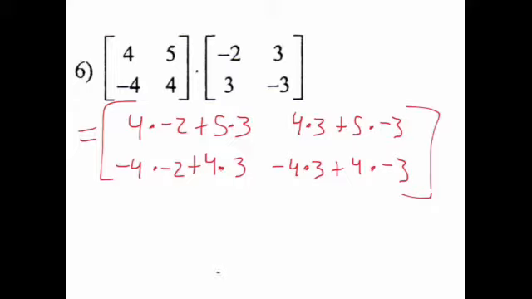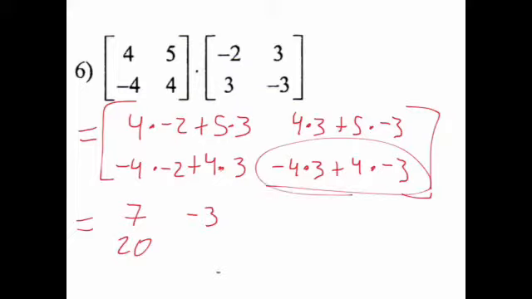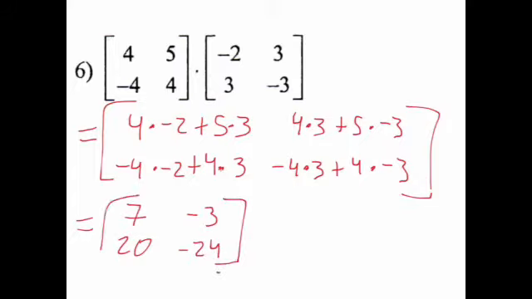So here's my matrix order. None of the calculations have been done yet. But I'm going to do them now. 4 times negative 2 is negative 8. 5 times 3 is 15. Negative 8 plus 15 is 7. Next one, 4 times 3 is 12. 5 times negative 3 is negative 15. Positive 12 plus negative 15 is negative 3. On my next one, negative 4 times negative 2 is 8. 4 times 3 is 12. 8 plus 12 is 20. And then my last one, negative 4 times 3 is negative 12. And 4 times negative 3 is negative 12. So add that together, it will give you negative 24. And there's my matrix for 6.